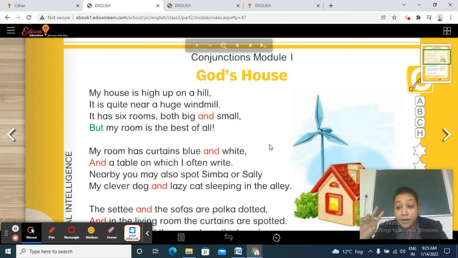So the colors of the curtains are two, blue and white. And the table on which I often write. All these things are present in my room, so I'm using 'and'. Nearby you may also spot Simba or Sally. Now there are two animals. You will find either Simba in the corner or Sally in the corner. My clever dog and lazy cat sleeping in the alley.